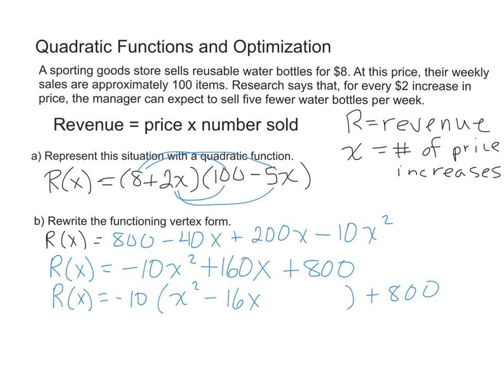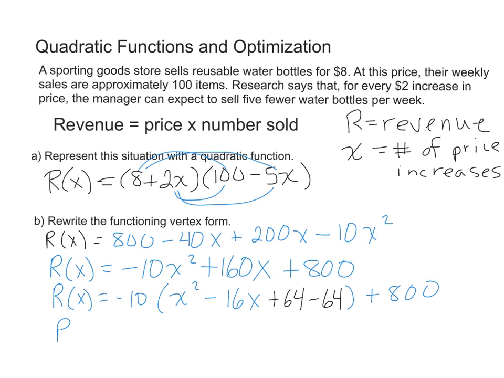Complete the square. So half of 16 is 8, squared is 64. I'm going through this fairly quickly because you've had a couple of days to do that. But factoring out the negative 10 from the first two terms and then completing the square, you guys need to watch and make sure I don't make any mistakes.